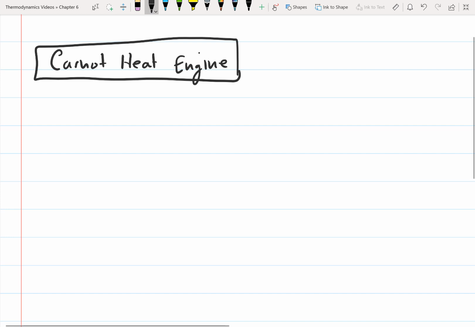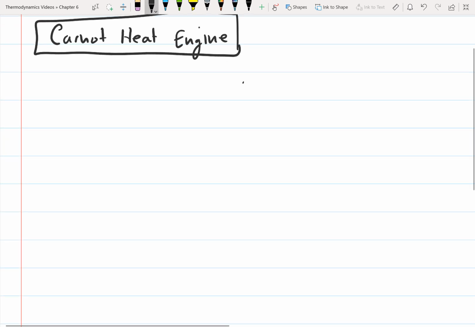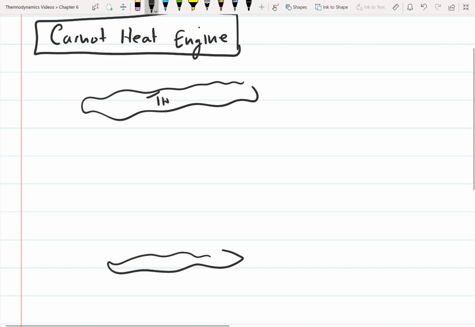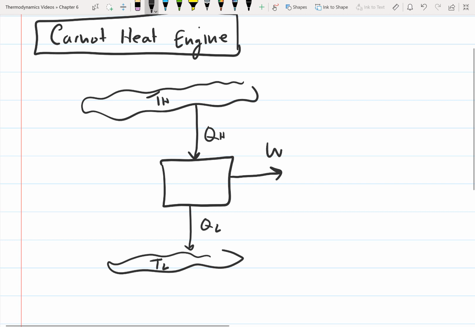So now that we've talked about the difference between a reversible and an irreversible process, now we can define what the Carnot heat engine is, or Carnot cycle. So basically we can still consider that we have our high temperature reservoir and our low temperature reservoir, and we have some cycle, and we have heat transferred in, heat transferred out, and we're getting some work net out.